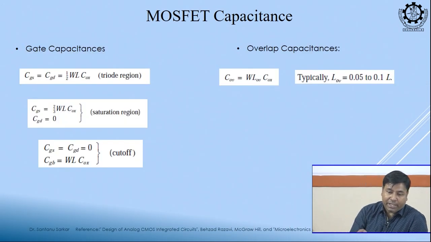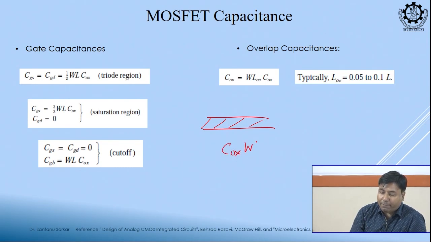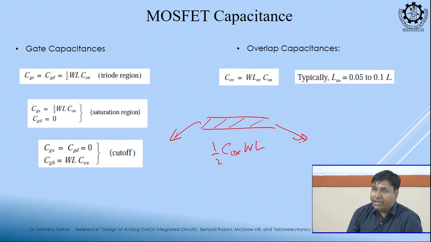So, in triode region, our channel is uniform, right. So, our oxide capacitance COX, if we multiply it with W and L, this is my total capacitance. Half of this we will consider at the source side and half at the drain side, so that if you sum them, the total capacitance is COX WL. So, in triode region CGS and CGD are equal, half WL COX.